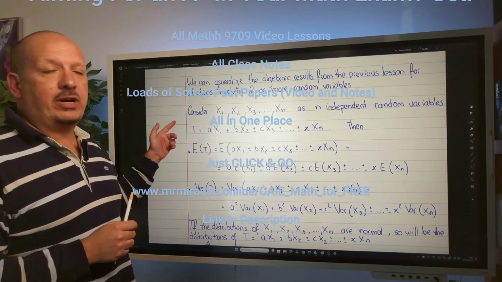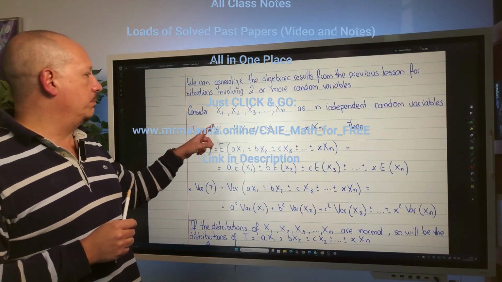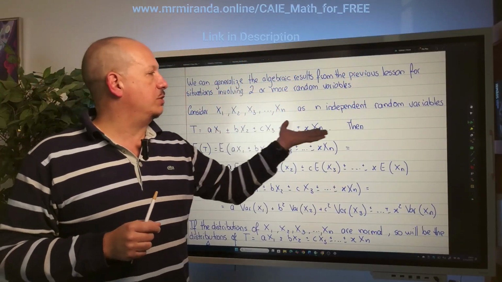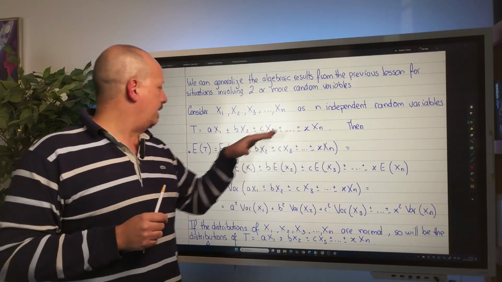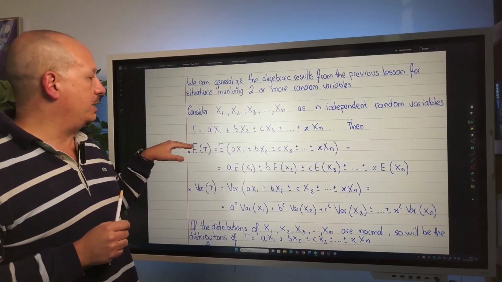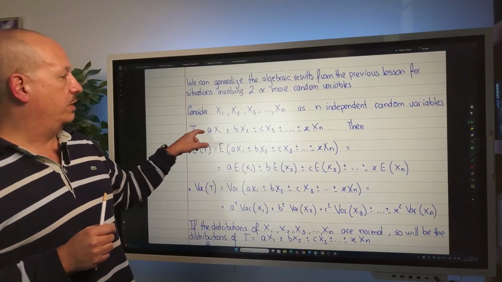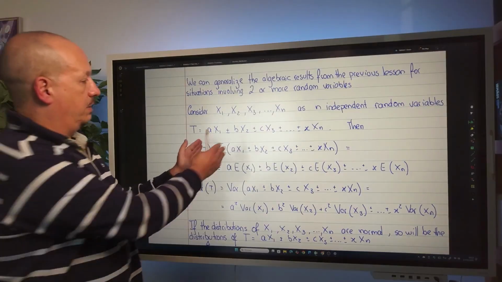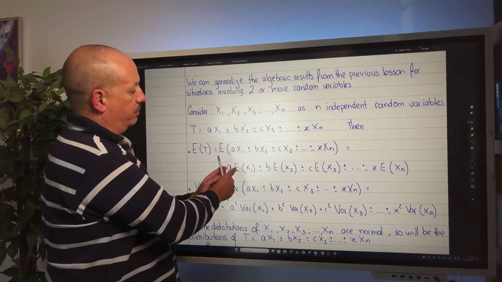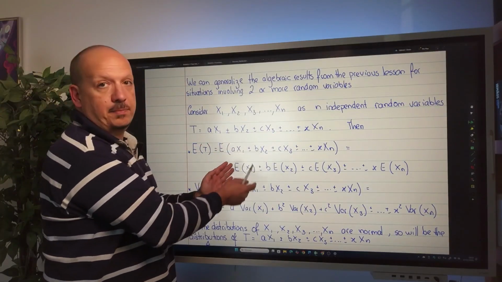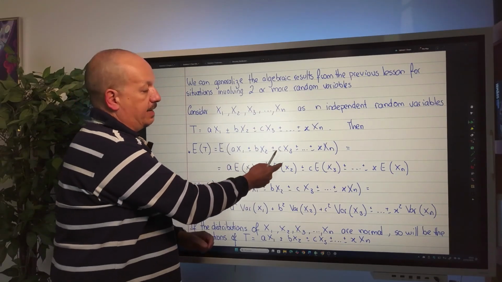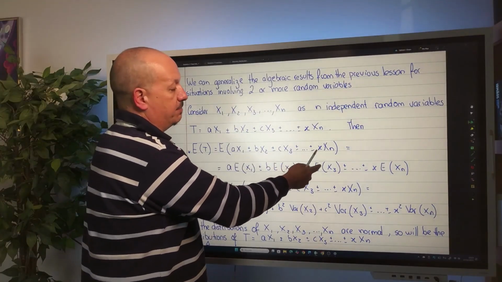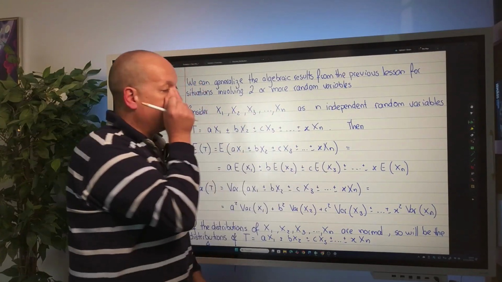T is a new random variable which is given by ax1 plus or minus bx2 plus or minus cx3. You can think of any variation possible. The expectation of T is going to be given by the expectation of the expression itself, which you can break down to a times the expectation of x1 plus or minus, depending on which one you have, b times the expectation of x2 plus or minus c times the expectation of x3, etc.